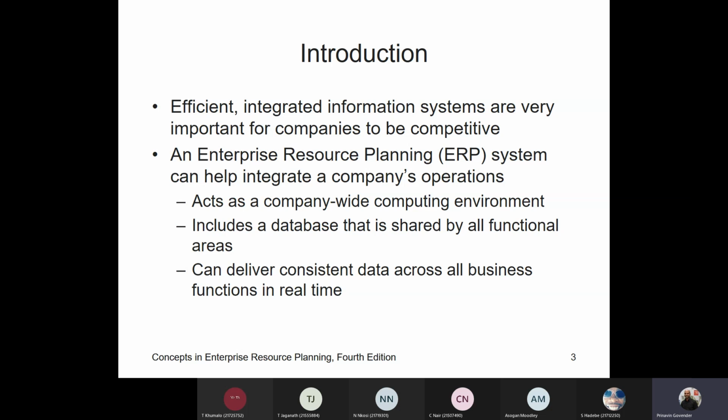It includes a database that is shared by all functional areas. Again, in the Forex database standard bank app, they will have a database of all the shares and the prices of the shares and the value of the shares, and you would be able to make up a decision whether you want to buy or sell. It delivers consistent data across all business functions in real time. Ooh, this is nice, real time.